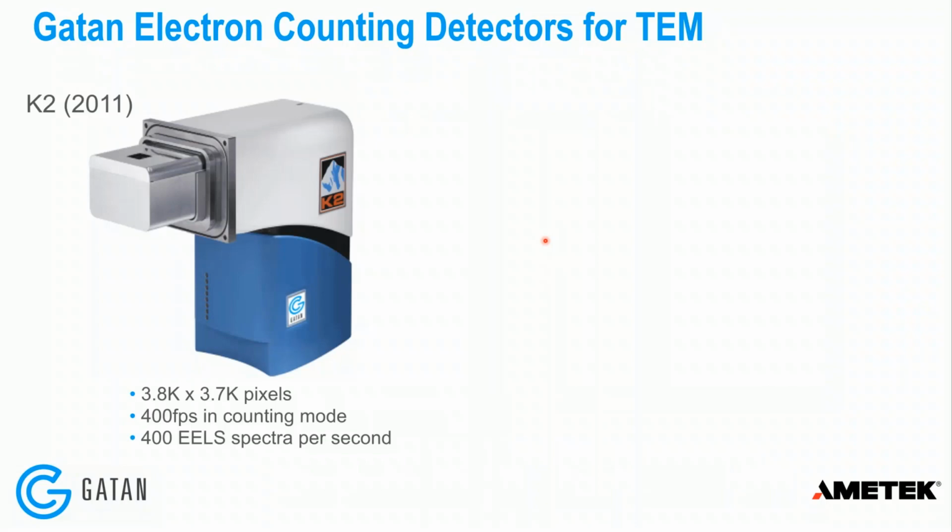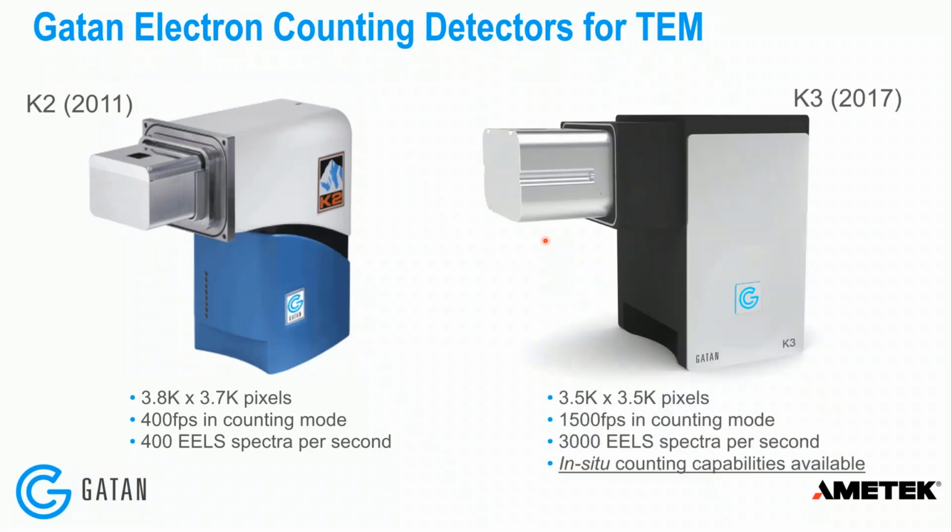So we have 2 detectors manufactured by Gatan. K2, released in 2011. It's approximately a 4K camera, 400 FPS in counting mode, 400 spectra per second in EELS mode. K3, the newer flavor of counting detector. So it's a 3.5K sensor, 1500 FPS in counting mode, 3000 EELS spectra per second in EELS mode, and there's an in-situ counting option for K3.